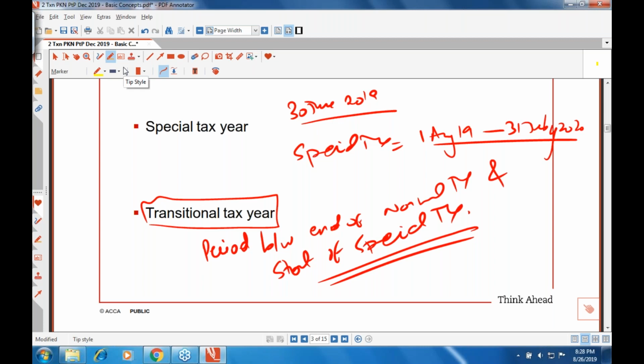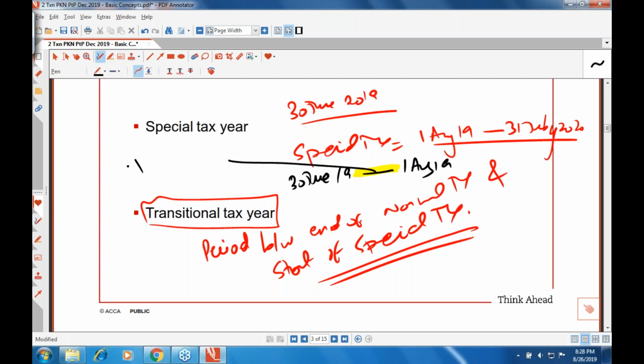So basically, the time period between 30th June 2019 and 1st August 2019 is going to be termed as your transitional tax year. Transitional tax year is the time period between the end of the normal tax year and the start of the special tax year. So it actually happens only once when we have a change in the tax period. Otherwise, it does not arise. So the transitional tax year does not arise every year. It only arises when you have a change in the tax year.